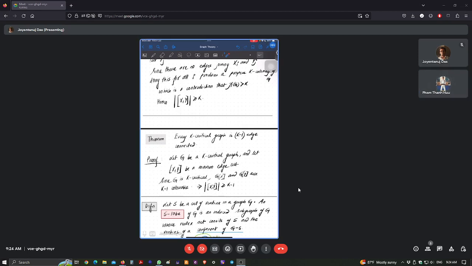So what is happening here is, if we take any k critical graph G and consider the minimum edge cut, these are the two partitions, and this is the minimum edge cut. Since G is k critical, by the previous lemma, Gx and Gy are k minus one colorable, right? That will imply that the size of the minimum edge cut is at least k minus one. So I have to delete at least k minus one edges to make it disconnected. That's why it is k minus one edge connected.